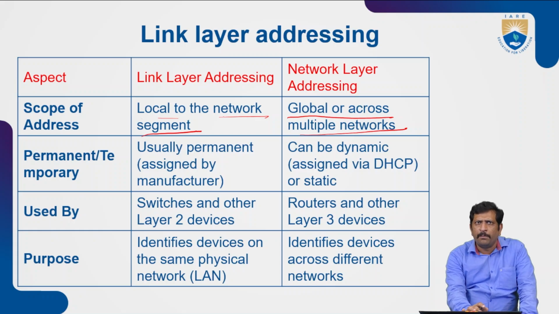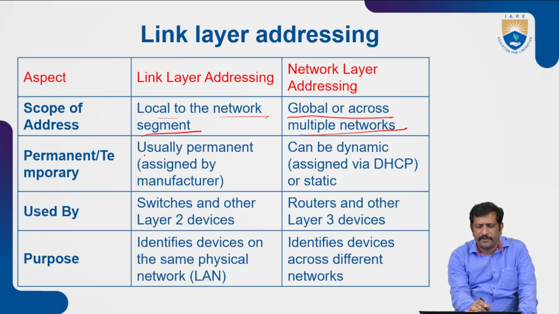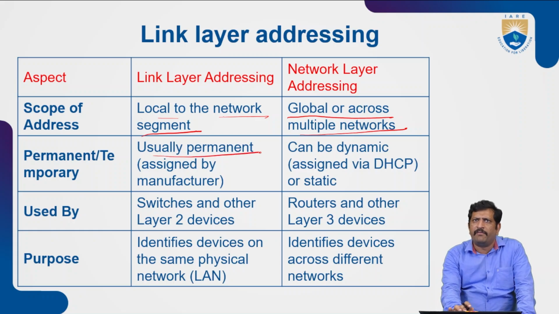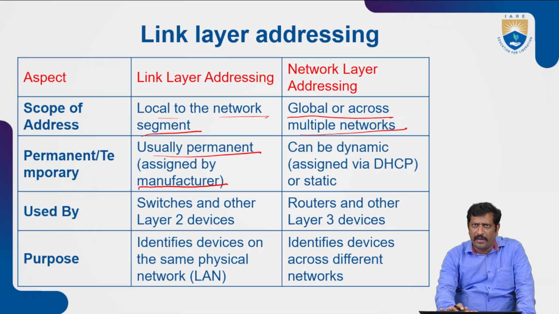Next, permanent or temporary. In terms of permanent and temporary, link layer addressing is usually permanent. Why? Because the MAC address, once the manufacturer has assigned it to a particular device, is permanent. It is not temporary. It is assigned by the device manufacturer, which may be a personal computer, smartphone, or laptop manufacturer. The address should be very unique.